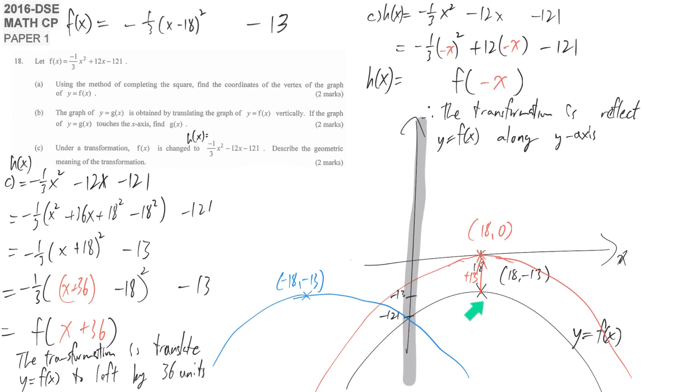From this graph and also from the function, the transformation here gives exactly the same outcome. Both of them give you the same image, which is the blue line here. To conclude, in part C, if you need to know the geometric meaning of the transformation, you must try to express the new function in terms of f(x). Then by observing the f(x), you know how it transforms.